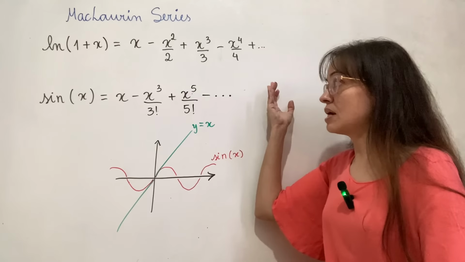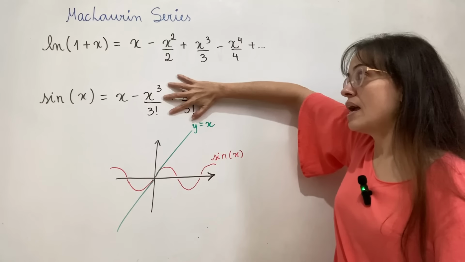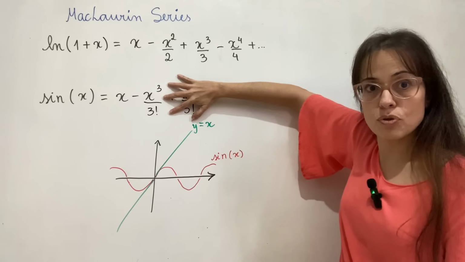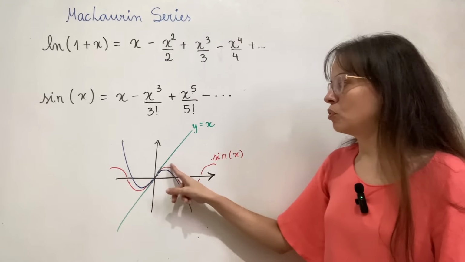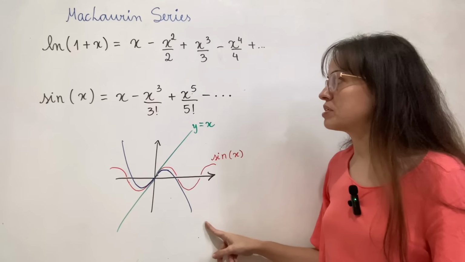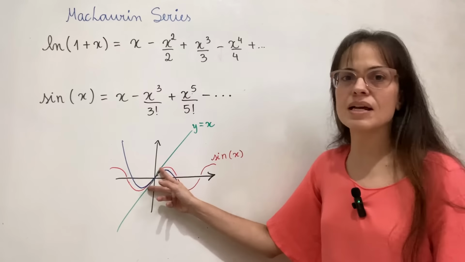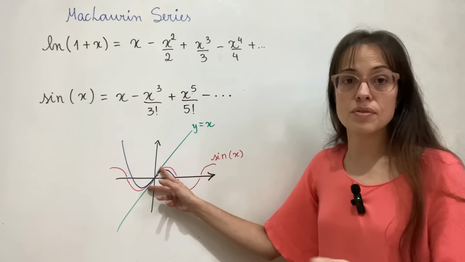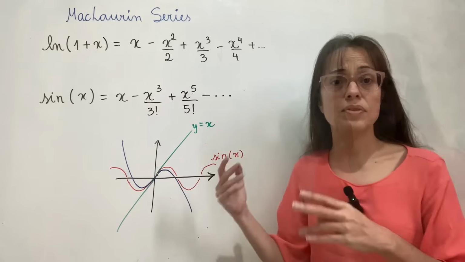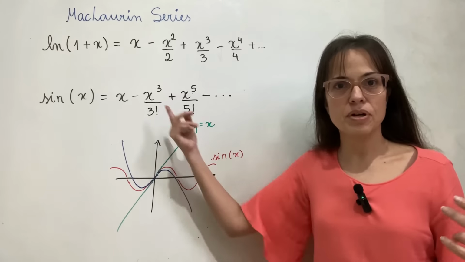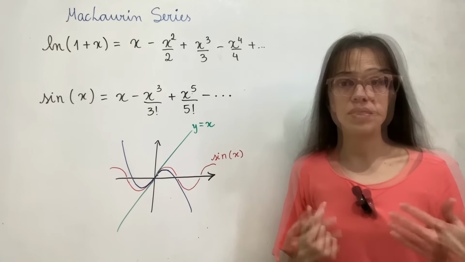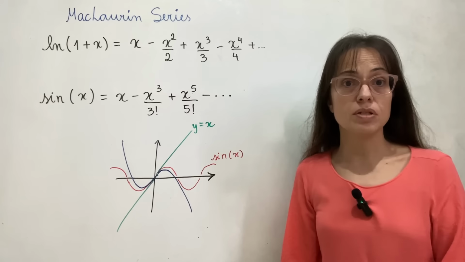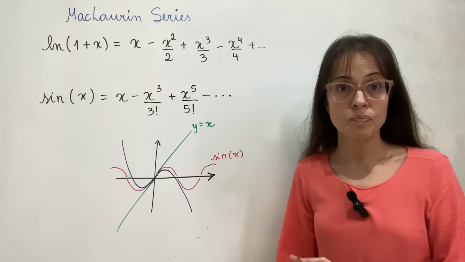Now, if you take the second approximation here, x minus x cubed over 3, you get a cubic polynomial, which is a good approximation for sine of x in a slightly larger interval than the first approximation. And this keeps getting better and better as you get more and more terms. That is the idea behind MacLaurin series. This is what they are trying to do.